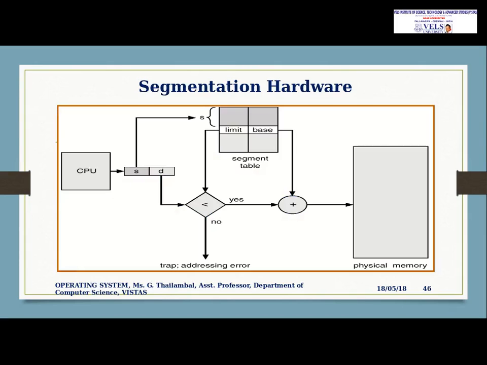The diagrammatic representation of segmentation hardware: the CPU is here. You have a particular segment S, and in that segment I want to access, suppose, the 10th line. So the displacement is 10 now. It will check with the segment table limit and base register. Now I have a segment which starts from 14,000, so the base is 14,000 for the segment. What is the limit? I told you 100 lines. So the limit is 100.